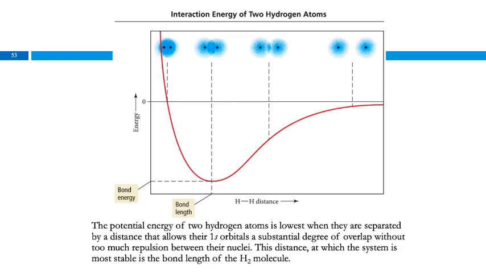Just to give us the idea of there's attraction, but then we get too close and there's repulsion. So there's a sweet spot where you minimize repulsion and maximize attraction. And that's where we get the lowest energy, and that we measure, that's the bond length.